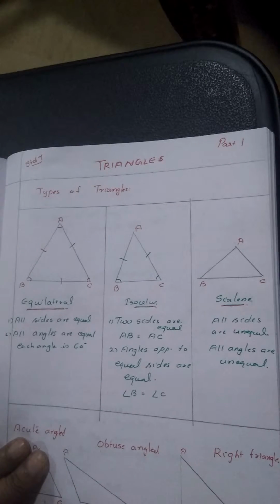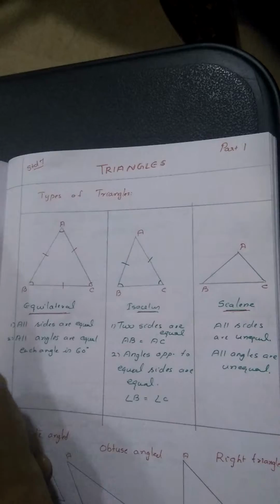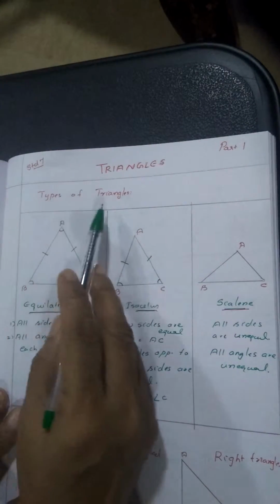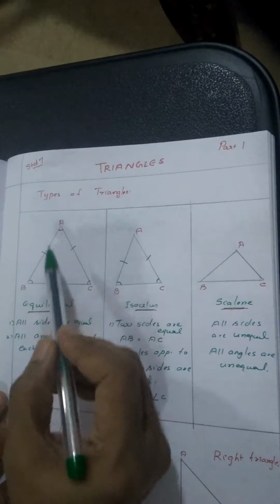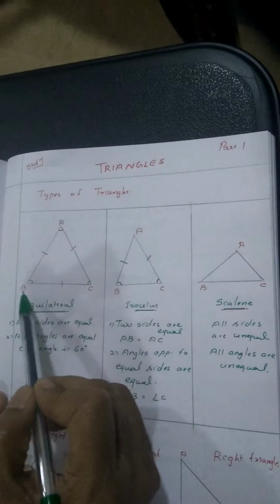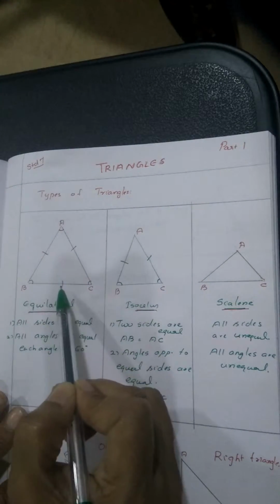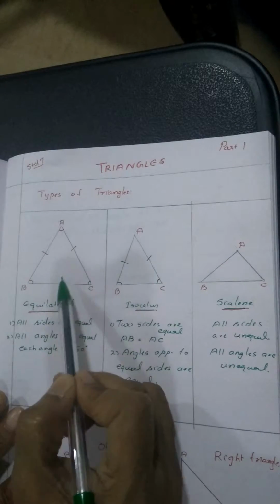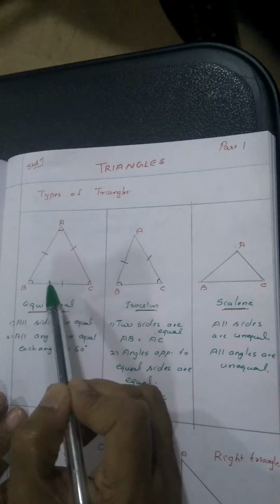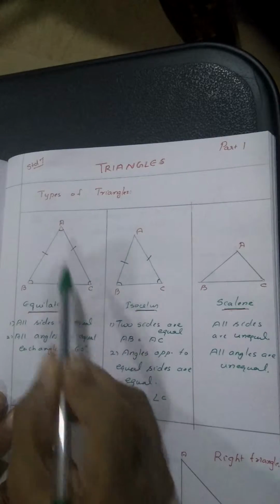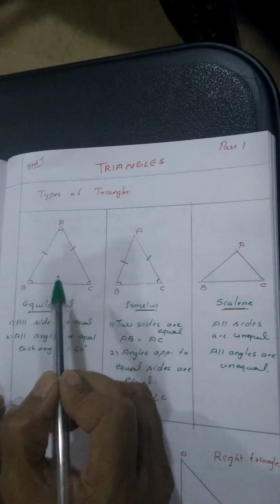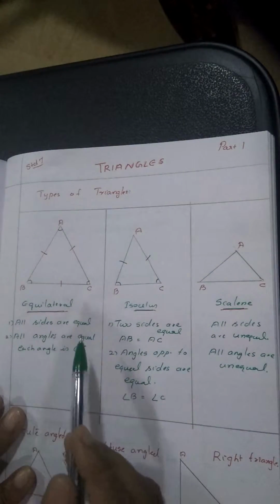The chapter is triangles for standard 7. We'll start with the different types of triangles. Now in this figure, if you see triangle ABC, I've put one line on each side. That means all the three sides are equal. So if all the three sides are equal, then it is called an equilateral triangle.